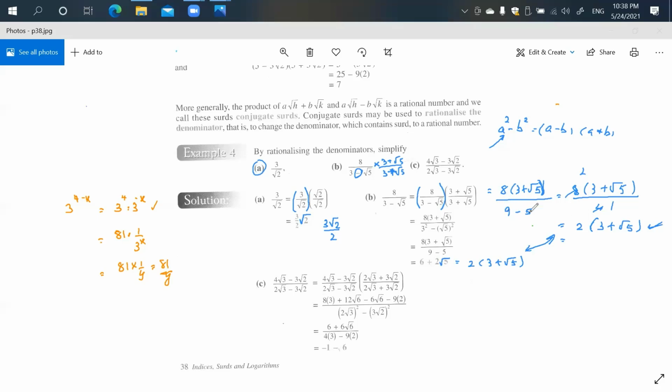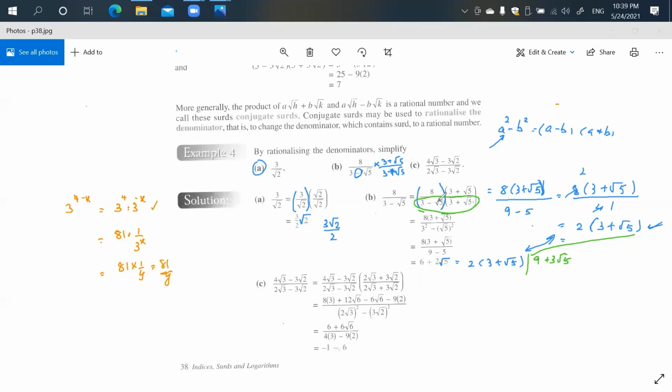Okay, why this one become 9 minus 5, everyone? Make sure you know, right? Or maybe I should explain a little bit. Explain only the denominator, okay? Why become 9 minus 5? So again, you do this one, right? 3 times 3 become 9. I write down here, okay? 3 times 3 become 9. And then 3 times this one become 3 root 5.